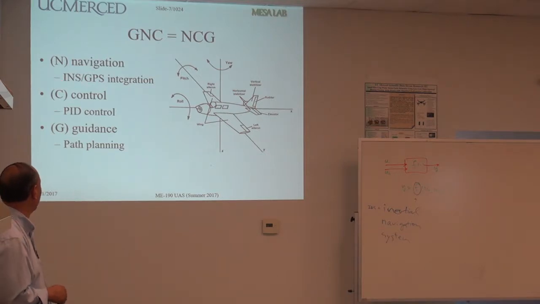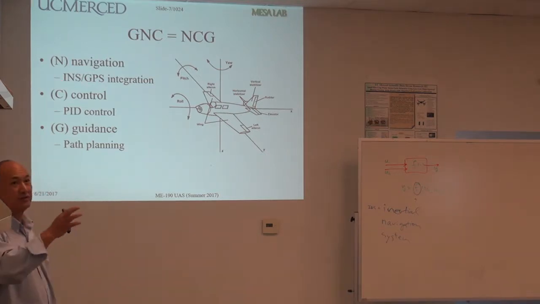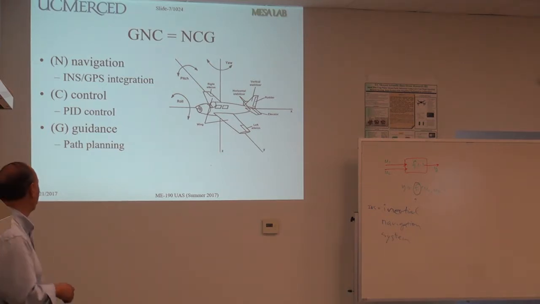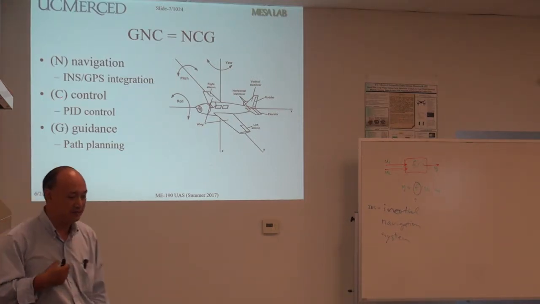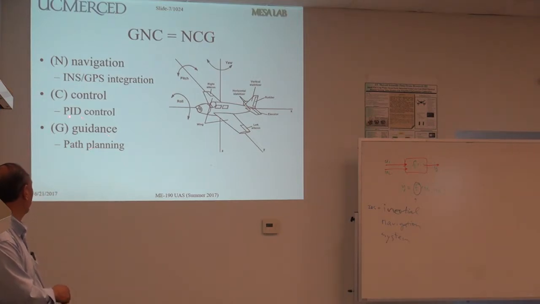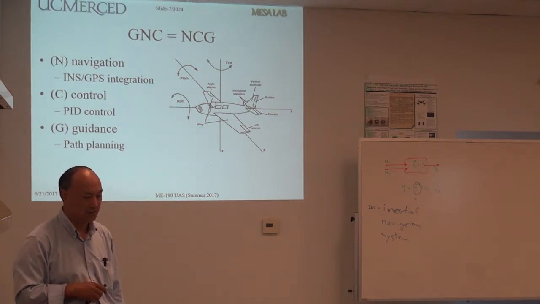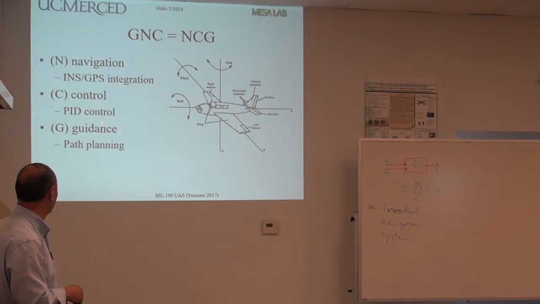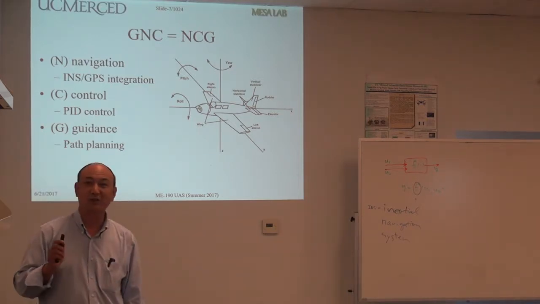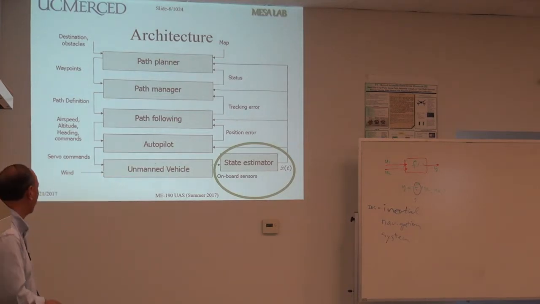With this navigation sensor information, you do filtering and combine it with your flight dynamics so that you know where you are. Then, depending on the command I receive from the guidance path planning level, I know what this loop reference should be. This is called control, and usually it uses PID control. And guidance: let me go back a slide and give you a rough idea. Here is C, here is N, and here is G, guidance.